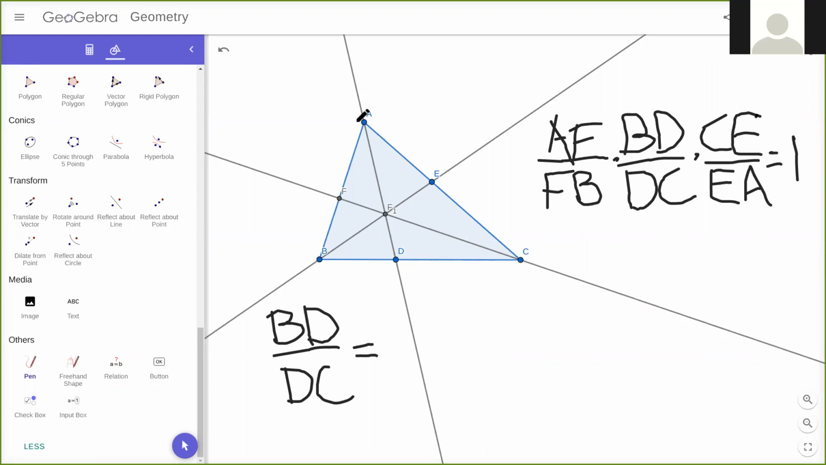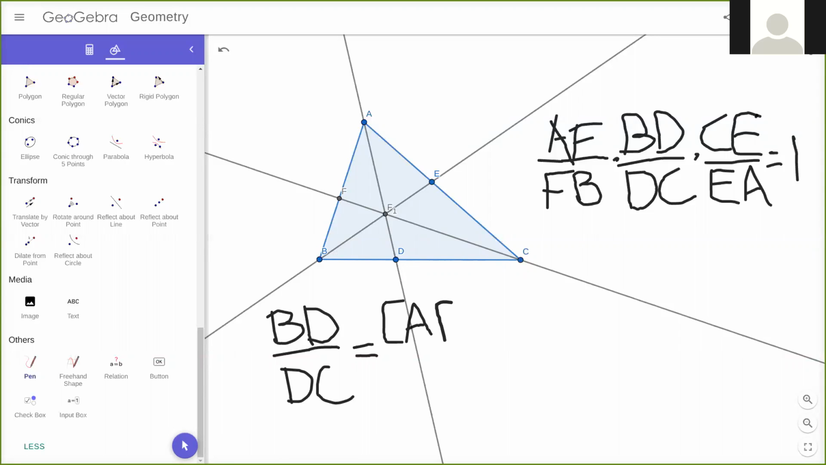So, if we look at the triangles ABD and ADC first, then we notice that ABD, this triangle right here, and ADC, they share a height. Their bases are in the ratio BD to DC. So if we consider the area of a triangle, what do we notice? Okay, so the area of a triangle is base times height divided by 2. So since the heights are equal, the ratio of the areas is just the ratio of the bases. So BD over DC, the ratio of the bases, is just the ratio of the area of the triangles.